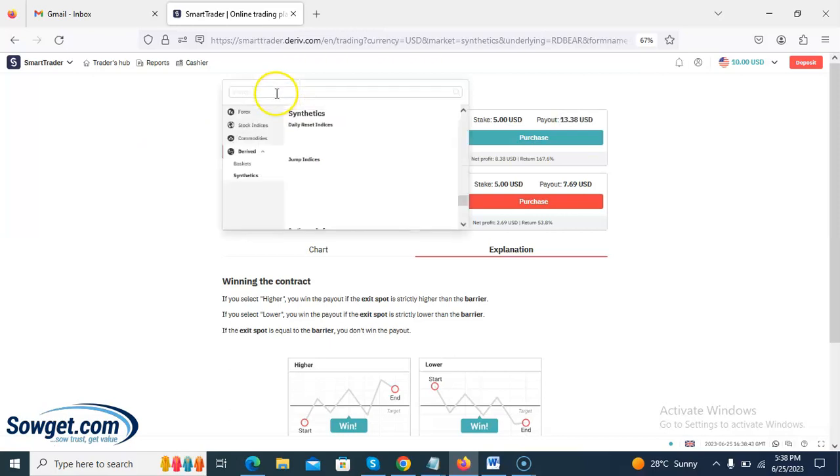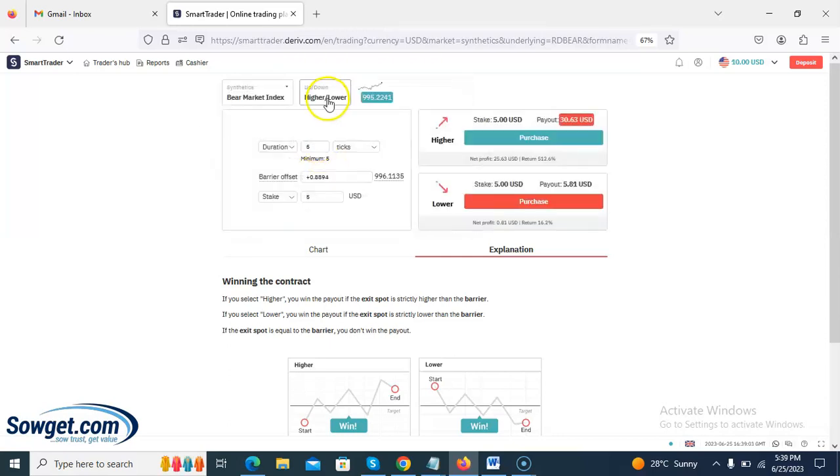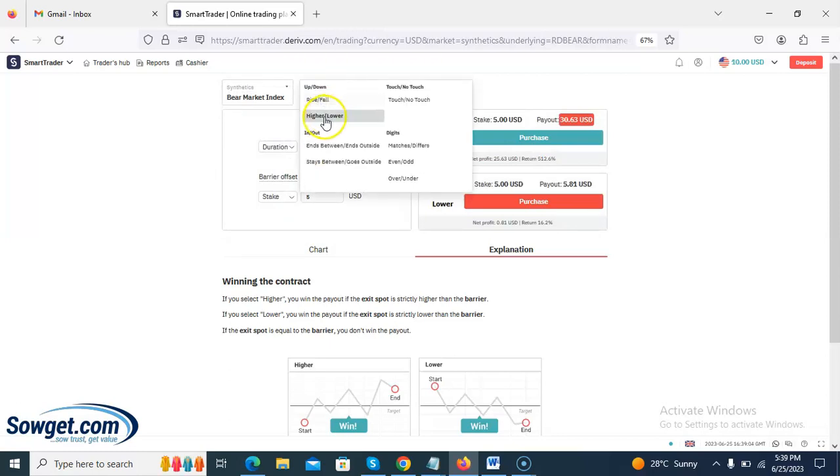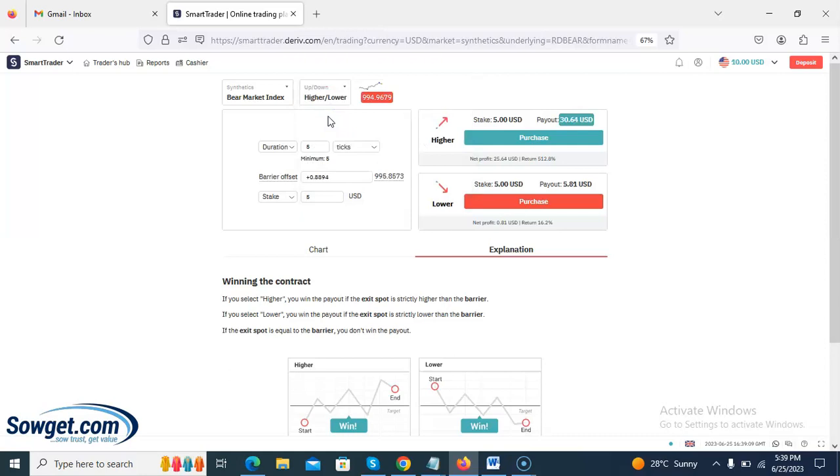That's just what you see here, under the synthetic indices, the Bear Market Index. Then you just come under this section here and take Higher or Lower. So that's it. Now on the duration, just leave it at ticks. We're going to use 5 ticks, so just leave it at ticks here, and the duration is 5 ticks.